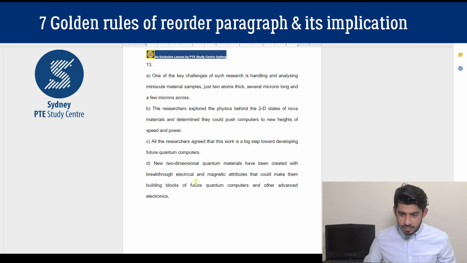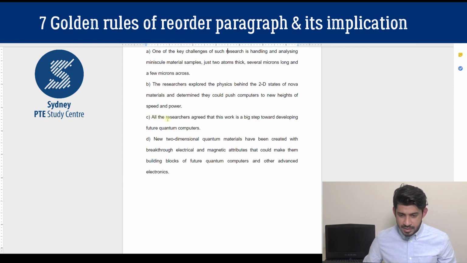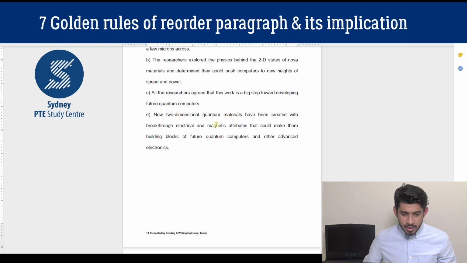So number 13. Okay, one of the key challenges of such research. I don't know what research, so it cannot be my first sentence. Number B, the researchers explored the physics behind the 2D states. C says all the researchers agreed. D says new two-dimensional quantum materials.